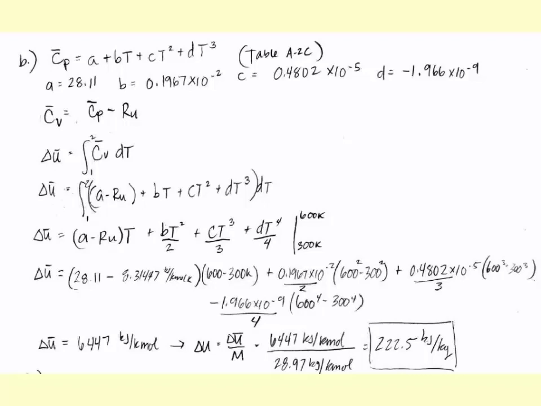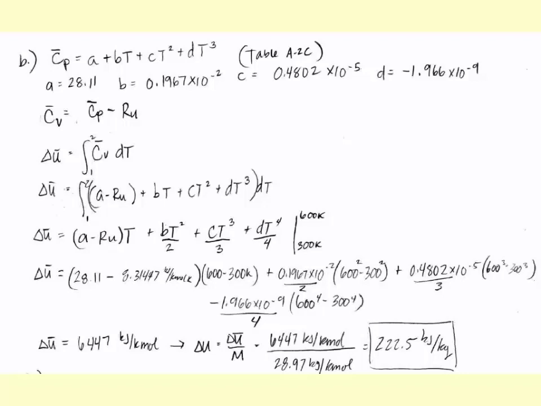We can integrate both sides of the equation, and we get delta U is equal to this integral of C sub V dt. Okay, do we have the equation for C sub V? No, we don't. We have an equation for C sub P. But what do we know about the relationship between C sub P and C sub V for an ideal gas? Yeah, they're related by that coefficient R. So C sub V is equal to C sub P minus R.